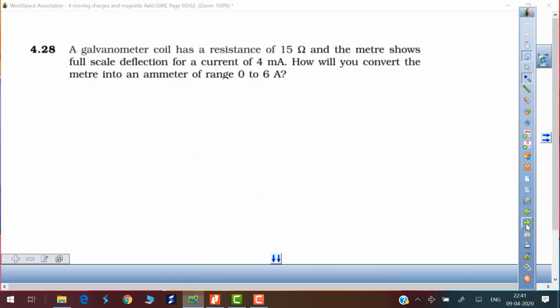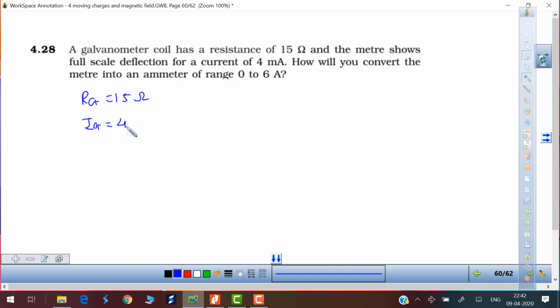And the last one: a galvanometer coil has resistance 15 ohm. The meter shows full scale deflection current of 4 milliampere, so the current capacity is 4 milliampere, converted into ampere. How will you convert the meter into an ammeter of range 6 ampere? My aim is to measure 6 ampere. So we have the formula of shunt: Rs is equal to Ig upon I minus Ig into Rg.